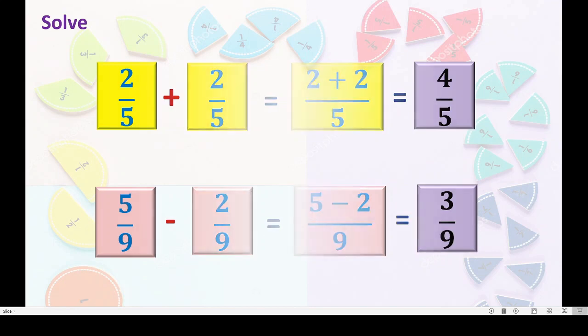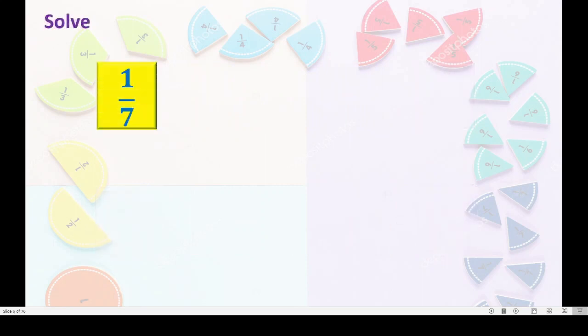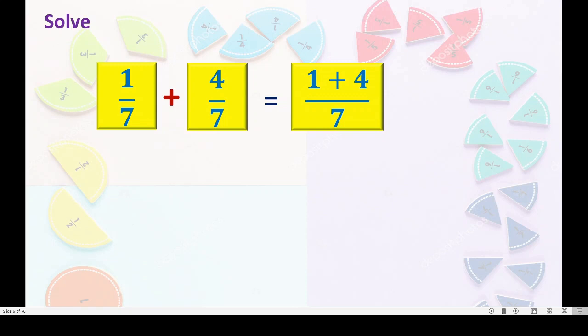Okay? Two more we will solve. 1 upon 7 plus 4 upon 7. Come on, tell me the answer. 1 plus 4. Yes, that is nothing but 5 upon 7. Very good. Direct addition. Okay? But do not forget to write 7 in the denominator, because we are dealing with fractions.